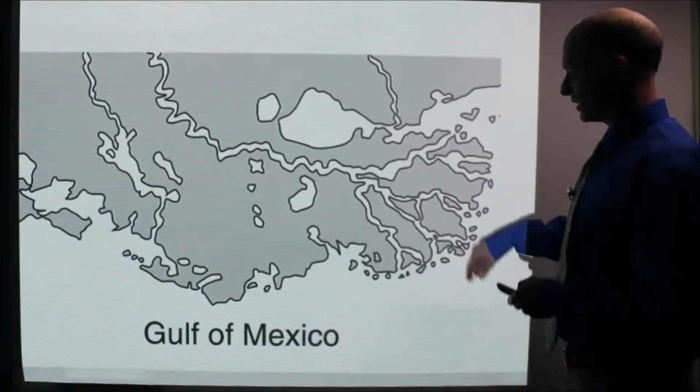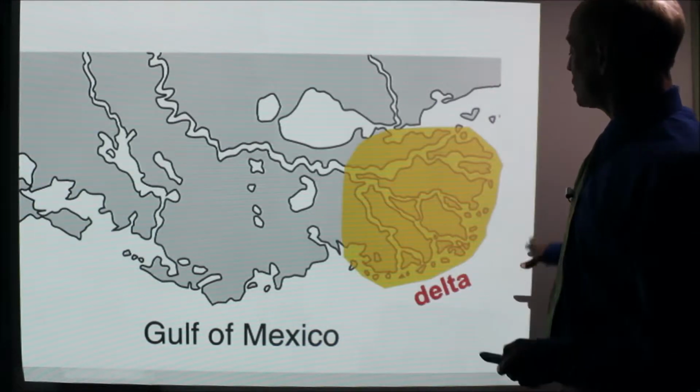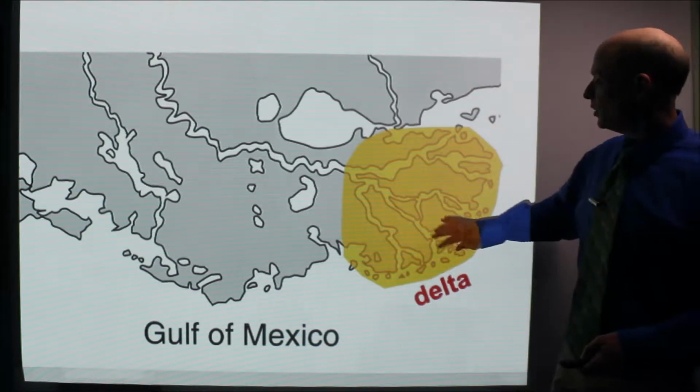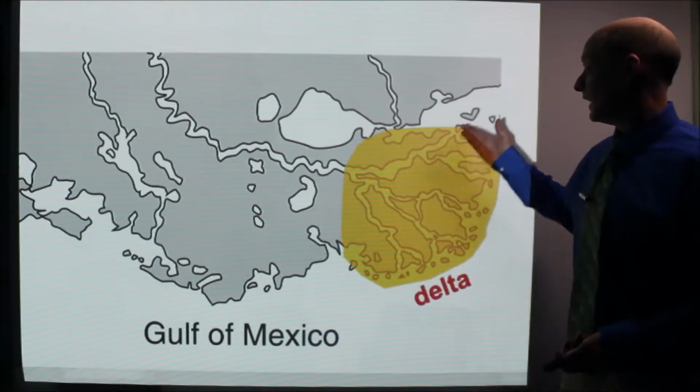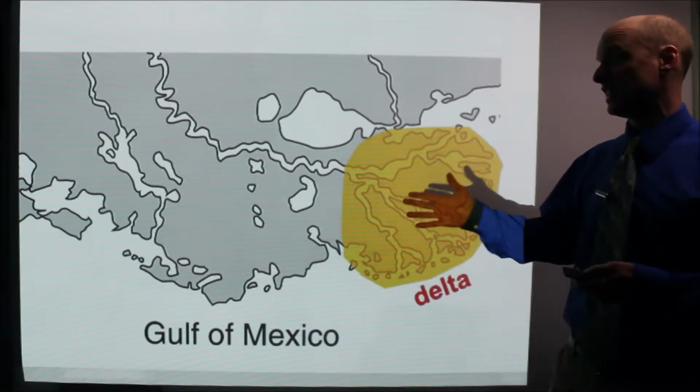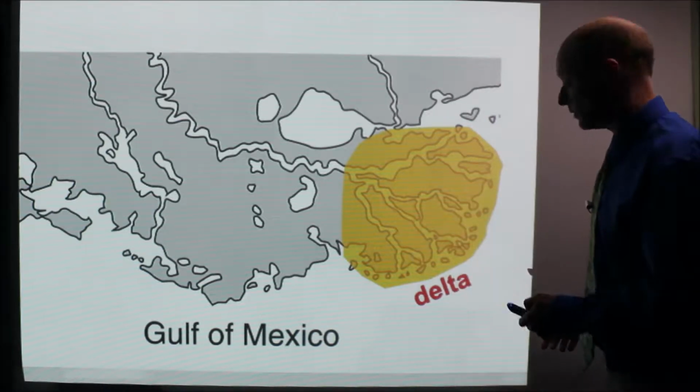Here's the Gulf of Mexico, Mississippi River. I'm going to outline a section of the delta here, and you can see all the gray is the land, and that's what it does. It basically deposits a lot of sediment. In this case, it could actually make some land on big enough rivers.